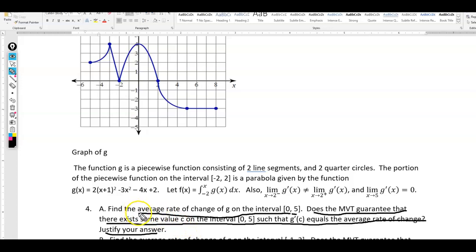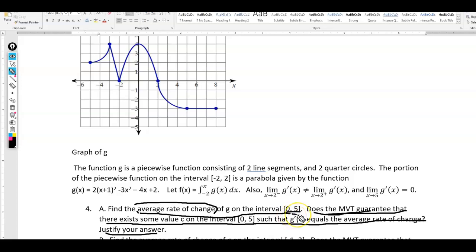But the two things we need to do is we need to find the average rate of change, and then we need to know, does the mean value theorem apply to this function on that interval? Okay, so let's go ahead and start with the average rate of change. The average rate of change is basically the slope of the secant line between these 2 points, 0 and 5.